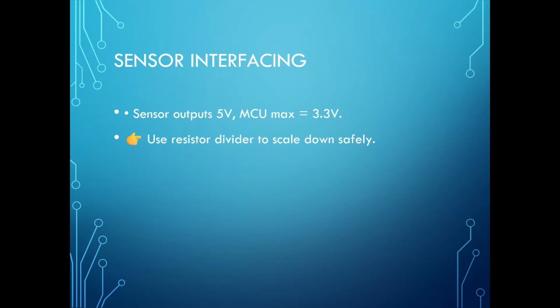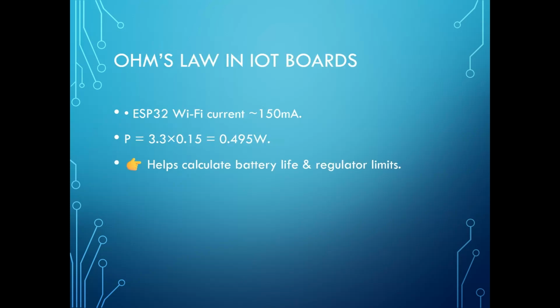Sensor interfacing: the sensor outputs 5 volts, but the MCU pin only tolerates 3.3, so use a resistor divider. This is the difference between a working IoT project and a fried ESP32.